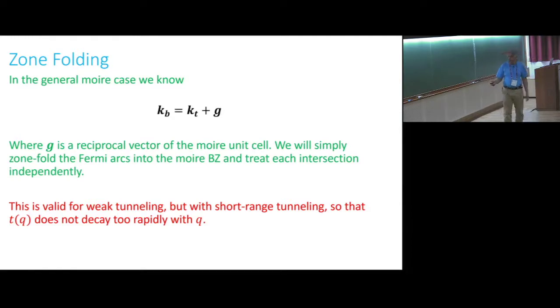Okay? There are certain conditions for this to be true, and we can get into it. If somebody wants to know, I can tell them. But basically, what it means is that in Bistritzer and MacDonald, it's actually very helpful if the tunneling decays very rapidly with Q. Whereas in our case, we actually want it to not decay too rapidly with Q. So we want the tunneling in real space to be fairly short range, but of course, not short range enough to violate the periodicity of the moiré Brillouin zone. I can tell you if you really want to know. Okay. Yeah.